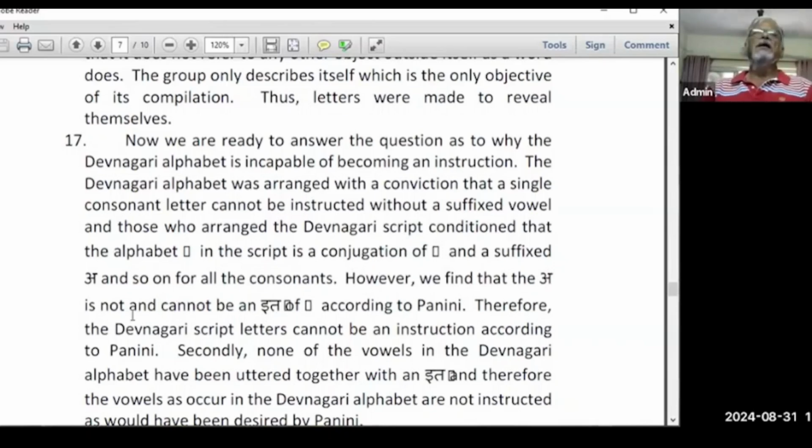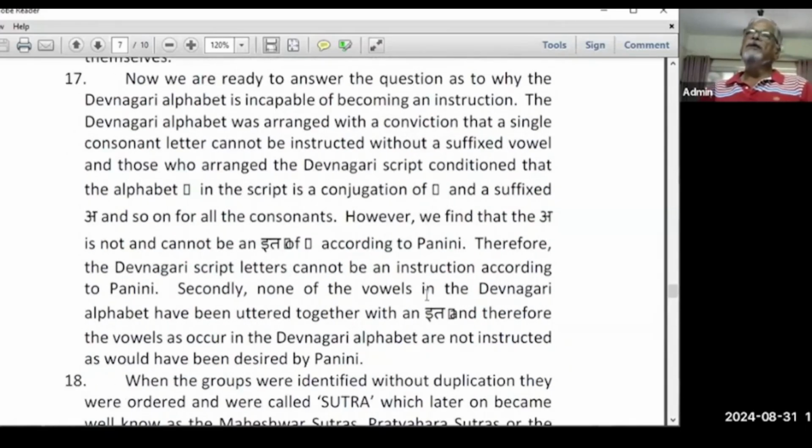However, we find that the A is not and cannot be an it of consonants according to Panini. Therefore, the Devanagari script letters cannot be an instruction according to Panini. Secondly, none of the vowels in the Devanagari alphabet have been uttered together with an it, and therefore the vowels as they occur in the Devanagari are not instructed as would have been desired by Panini.